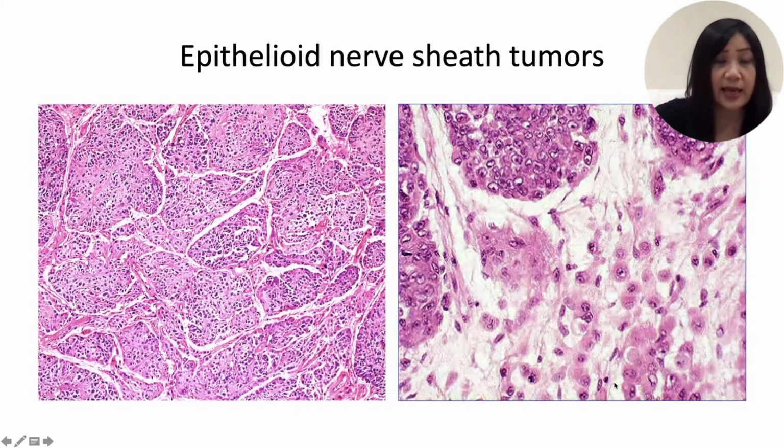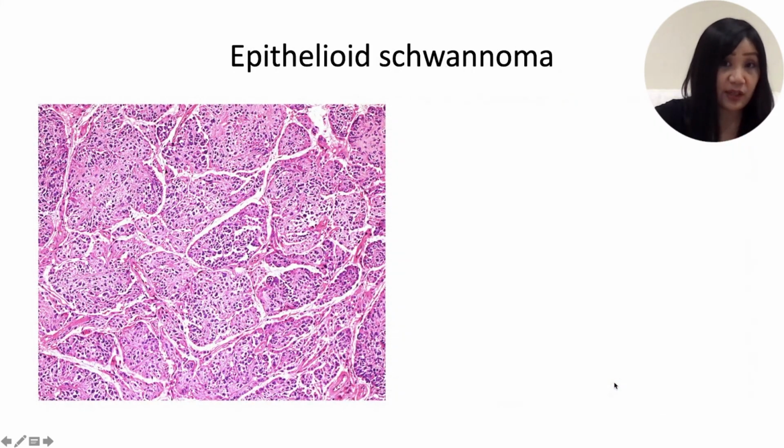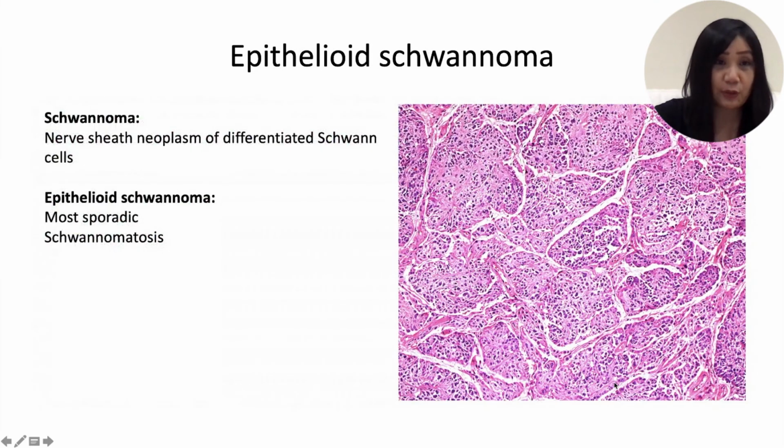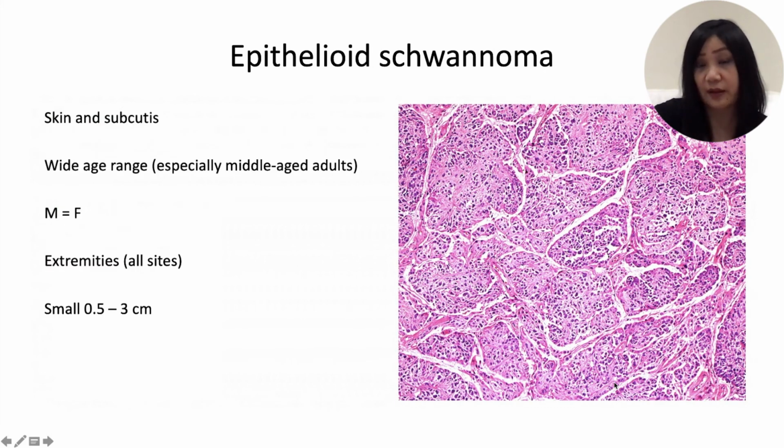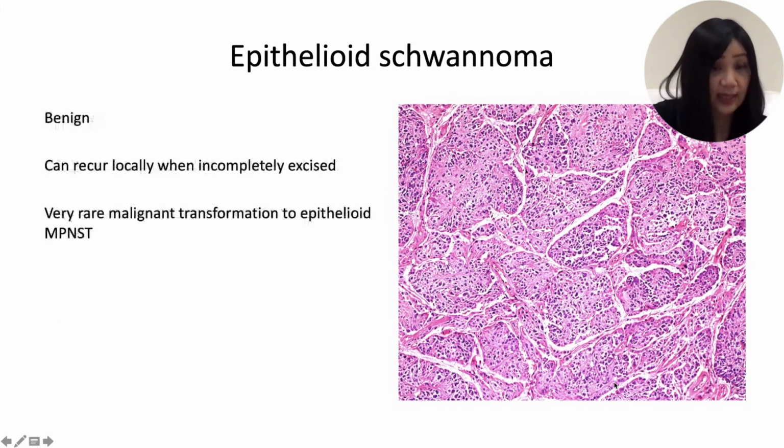And so, almost there, just quickly to talk about epithelioid nerve sheath tumours. Epithelioid schwannoma. Schwannoma is a nerve sheath neoplasm of differentiated Schwann cells. Most epithelioid schwannomas are sporadic, but some are associated with schwannomatosis. These are typically superficial tumours in the skin and subcutis, occurring over a wide age range, but mostly in middle-aged adults, typically in the extremities, but occurring in a variety of sites.